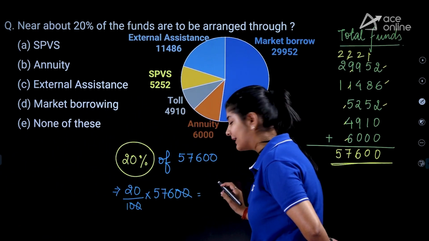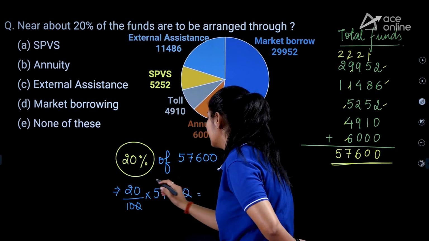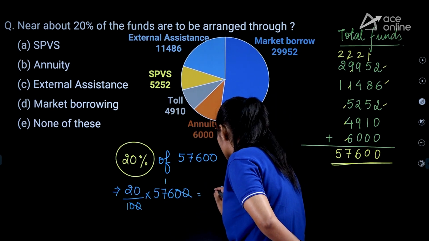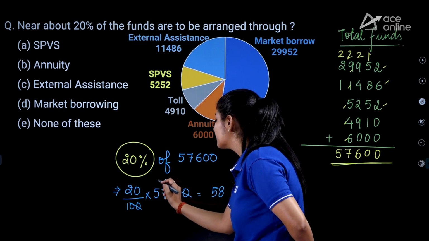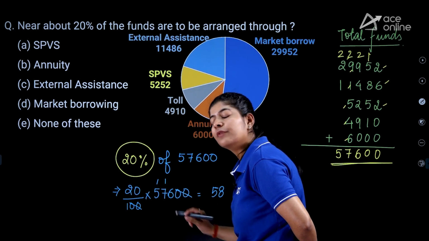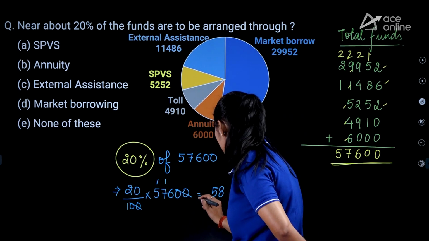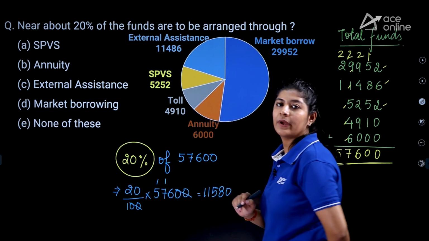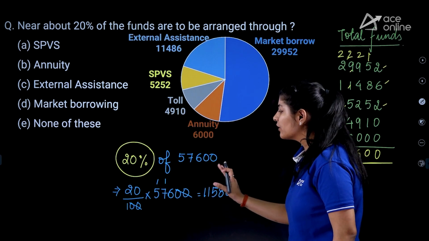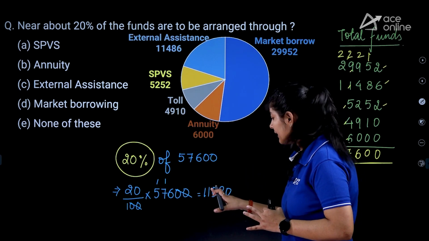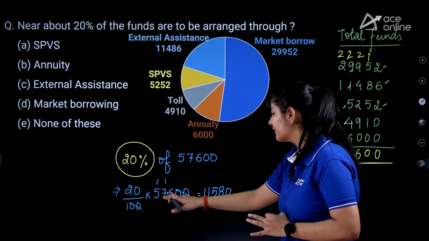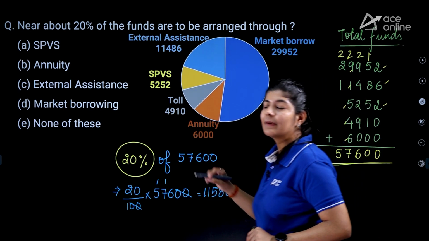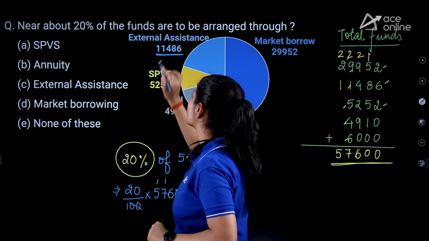2 into 6, that is 12. Sorry, 2 into 6 is nothing but 18, so the 1 is carried forward. 2 into 7, that is 14. 14 plus 1, that is 15. So again the 1 is carried forward. 2 into 5, that is 10. 10 plus 1, 11. And here we have 0, so I just put 0 over here also. So we are getting the 20% value approximately. The 20% value of this one is 11,580. This is approximately equal to this one.